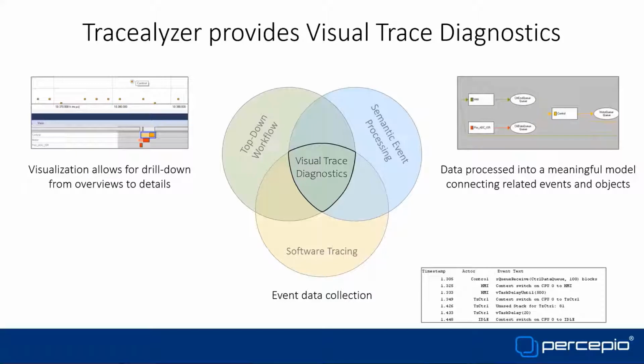The human brain is visual and excellent at pattern recognition, especially at spotting anomalies in repeating patterns. We can leverage that by showing visual overviews from different perspectives, such as graphs over CPU load or task response times. Finally, by connecting the views, we allow for a top-down workflow that is ideal for system-level analysis. Spot anomalies in high-level overviews and drill down to inspect the details. We call this visual trace diagnostics.